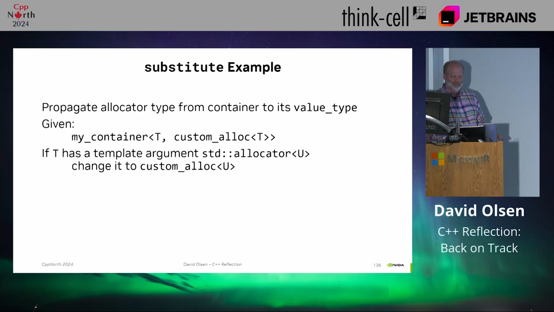The example of using substitute attempts to automatically propagate an allocator from the container to the elements owned by the container. If a container has a non-default allocator and the value type of the container is allocator aware, we can automatically change the value type to use the custom allocator. I don't know if this is actually a good idea, but until now it hasn't been possible, so we couldn't explore the issue. Reflection now makes this possible, so we can now figure out if automatic allocator propagation would be useful in some situations.